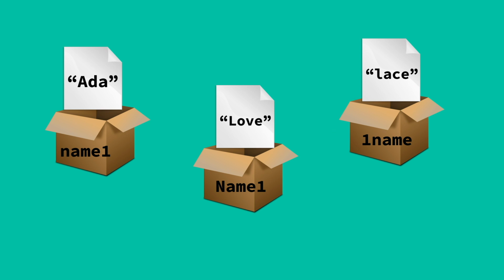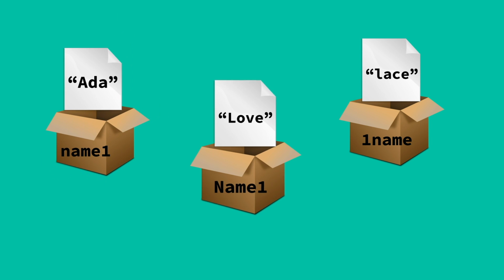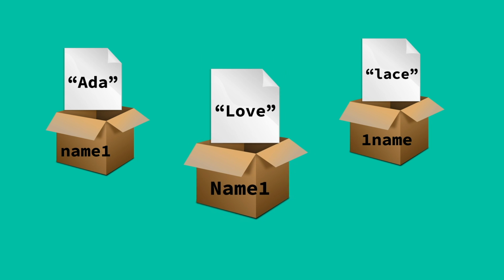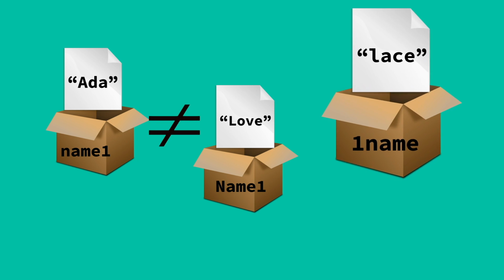Variables are case sensitive and also cannot start off with certain characters. On the left, we have name1 with a lowercase letter, and in the middle, we have Name1 with an uppercase letter. To humans, name1 on the left and Name1 in the middle seem to be the same, but because they are case sensitive, name1 with a lowercase letter versus Name1 with an uppercase letter are not the same. On the right, we have an illegal character.